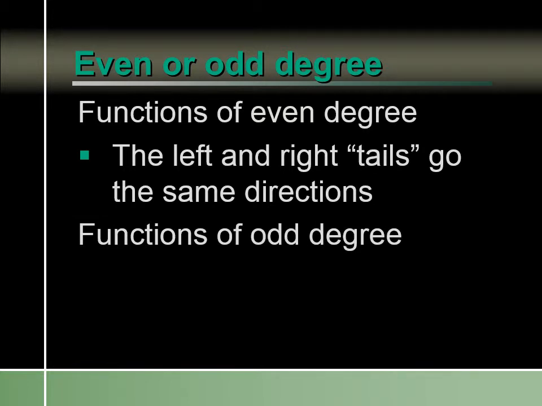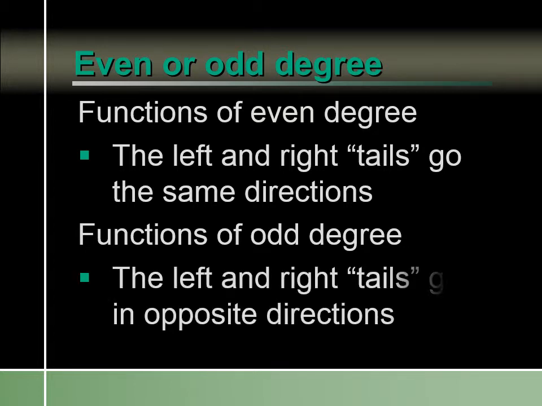Now, if you have an odd degree function, so we're talking about a third degree, a fifth degree, a seventh degree, or even a first degree, the left and right tails go in opposite directions. So if your left tail is going downward, your right tail is going to be going upwards.